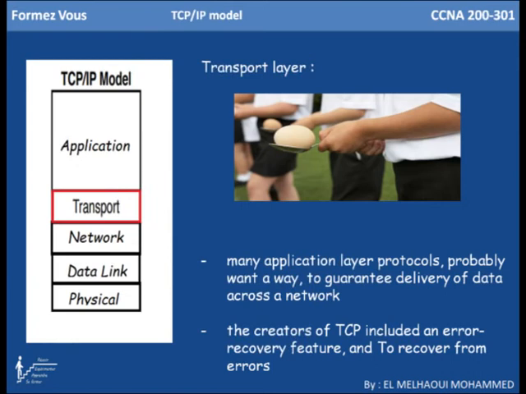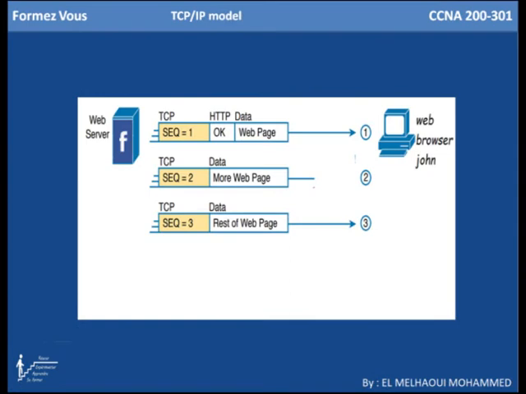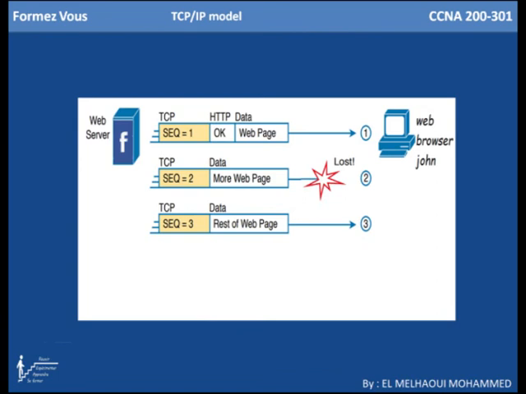To better understand the concept of error recovery, look at this picture. The web server Facebook is sending a web page to John's web browser, using 3 separate messages. The TCP header shows a sequence number with each message. In this example, the network has a problem, and the network fails to deliver the TCP message with sequence number 2. When John receives messages with sequence numbers 1 and 3, but does not receive a message with sequence number 2, John realizes that message 2 was lost.